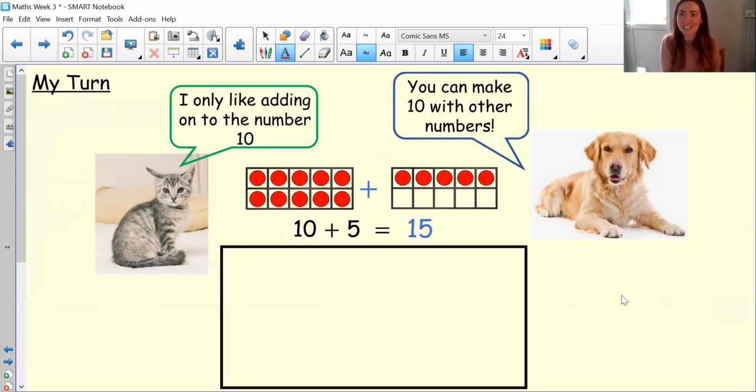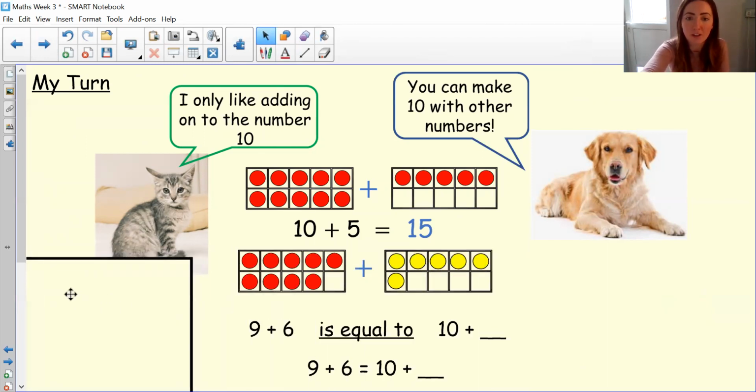Oh, we've got Hector joining us again today. Hello, Hector and Stevie. So Hector says, I only like adding on to the number 10. So that's what Hector's showing us here. 10 add 5 equals 15. So that's what Hector is confident with. But Stevie's piping up and saying, you can make 10 with other numbers. Let's see what she means.